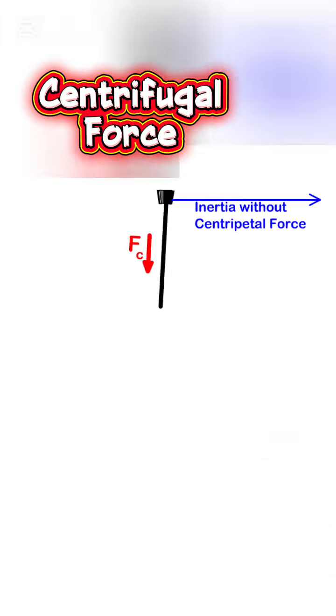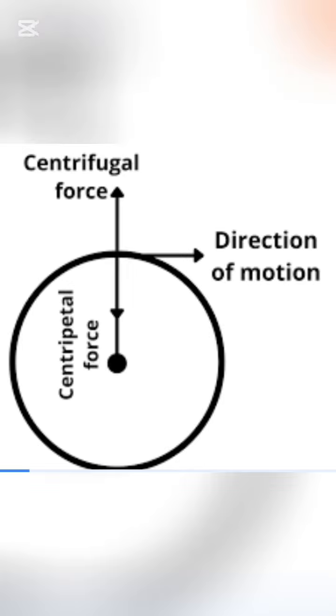Centrifugal force. When an object is forced to move in a circular path, it is constantly trying to move in a straight line. The force that prevents it from flying off in a straight line is the centripetal force, which pulls inward towards the center of the circle. From the object's frame of reference, it feels as though there is an outward force pushing it away from the center. This apparent outward force is called the centrifugal force. It arises due to the object's inertia.